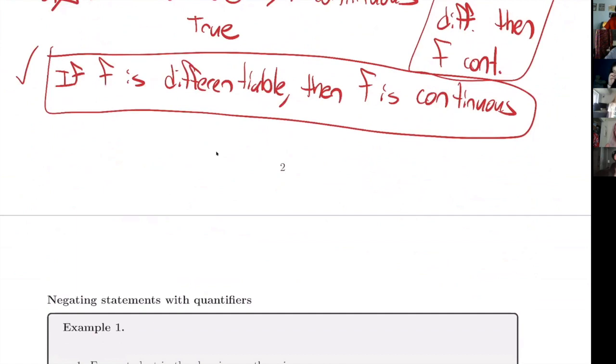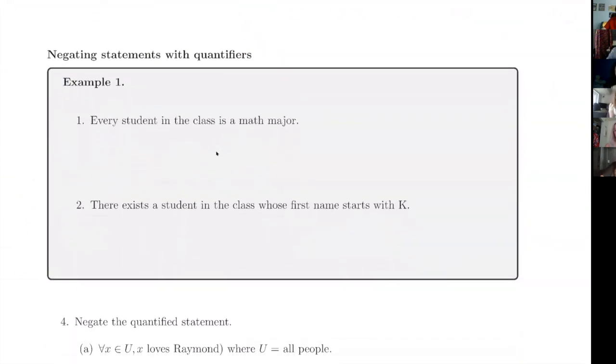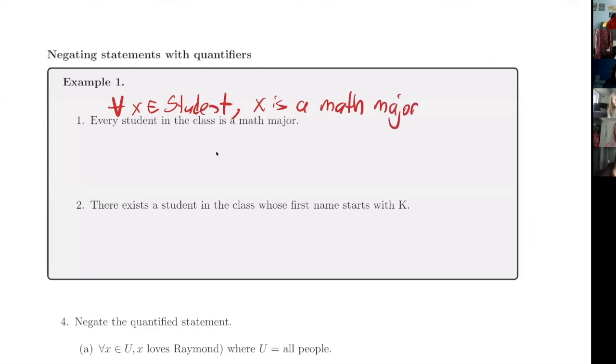Okay, and so the last thing I just want to talk about is how we can negate statements that have quantifiers in them. So one way that we could state this, say, symbolically, so we can't really state some of these things with mathematics, but here this is saying, for all students, it should be the case that x is a math major. So how could we negate this statement?